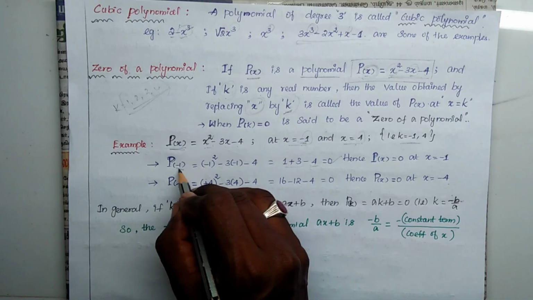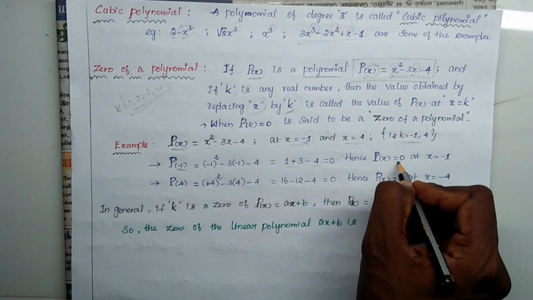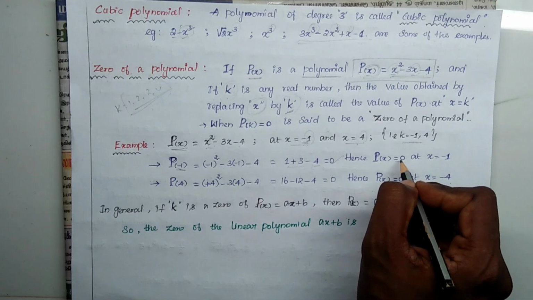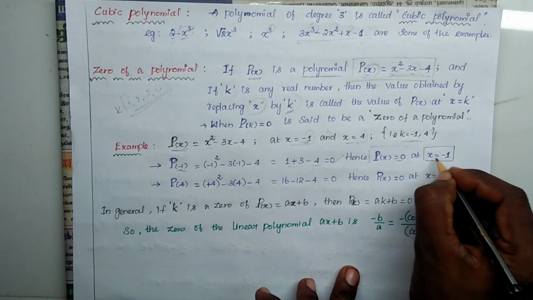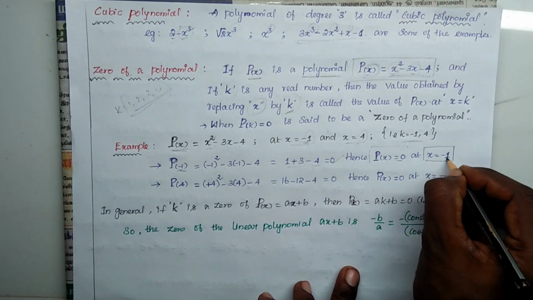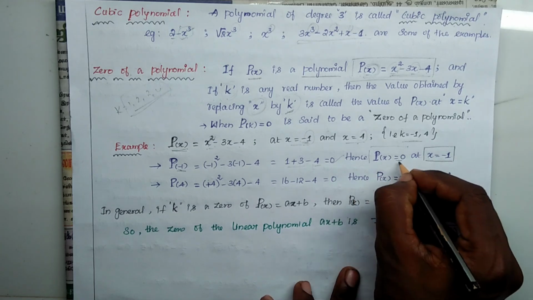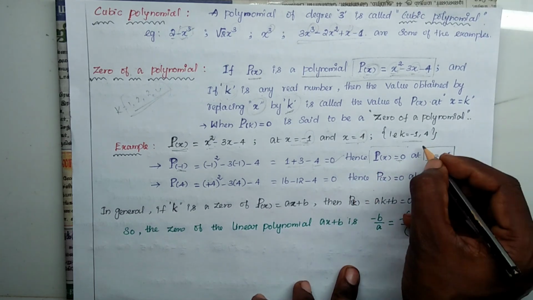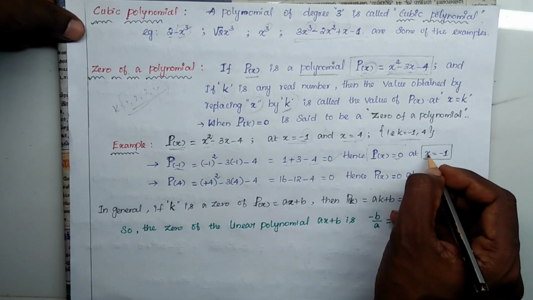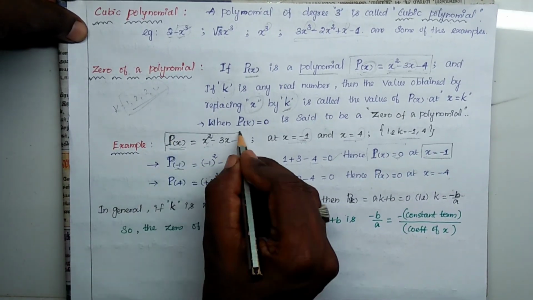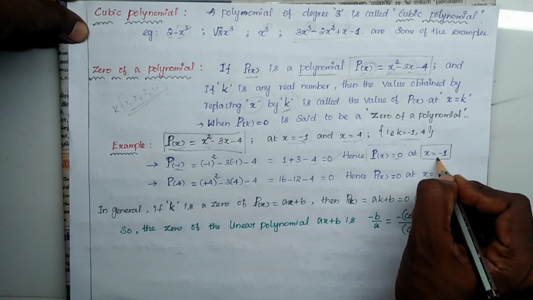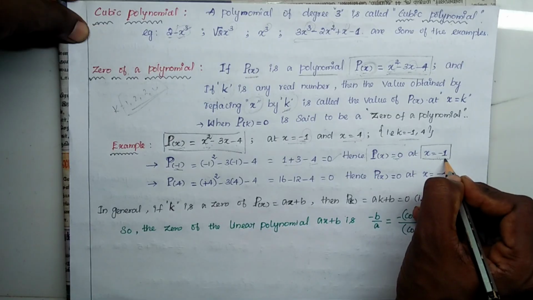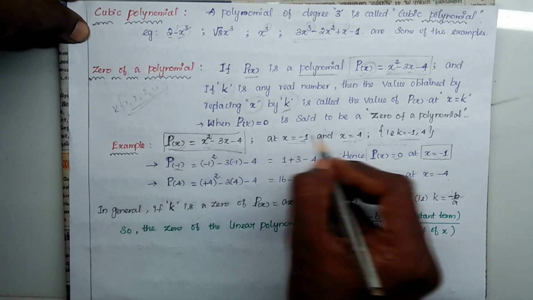Now the polynomial equation will become 0. At what instant does it become 0? If we apply x is equal to minus 1, then p of x is equal to 0. So this is called a zero of the polynomial. This equation p of x will become 0 when x is equal to minus 1. So this is what a zero of the polynomial is.